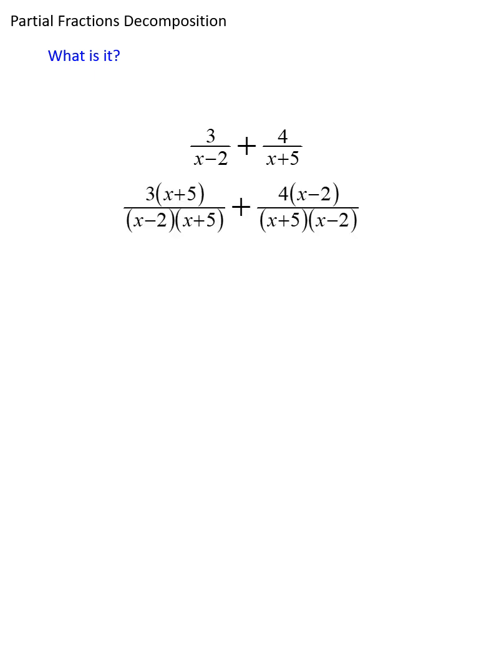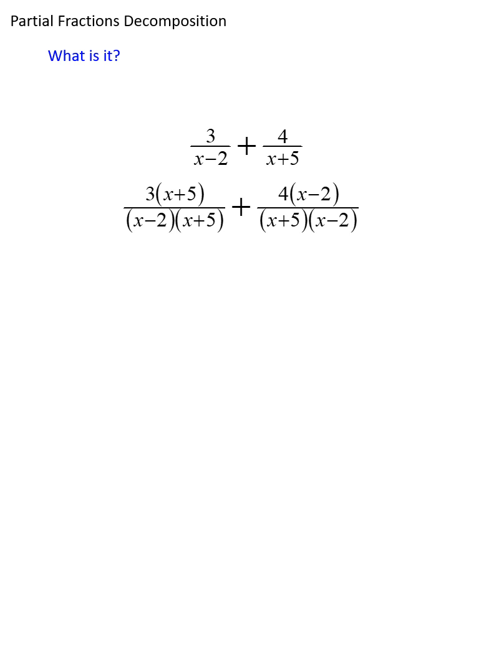Welcome to the video on partial fractions decomposition. First of all, what is it? To answer that, let's consider this problem. Suppose we were adding these two fractions. Well, because the denominators don't match, we'd have to come up with a common denominator. Here's the work shown to get a common denominator.